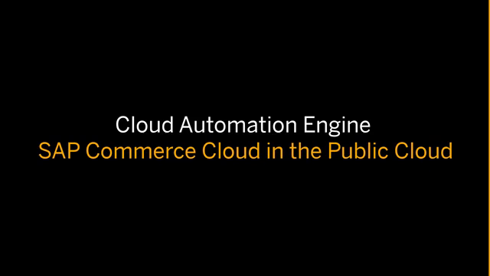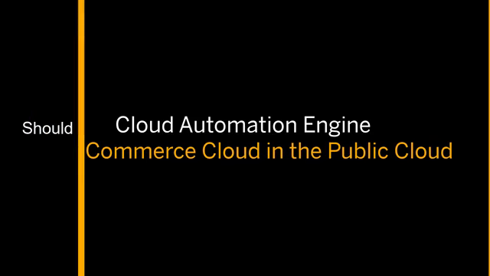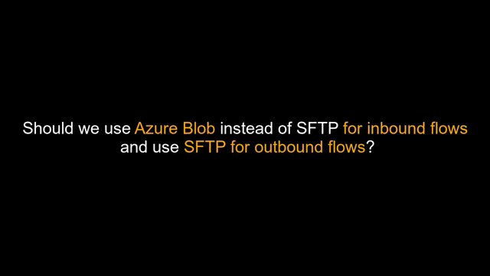We will talk about the cloud automation engine. We have received the advice to use Azure Blob instead of SFTP for inbound flows and to go for SFTP itself for outbound flows. What do you suggest?